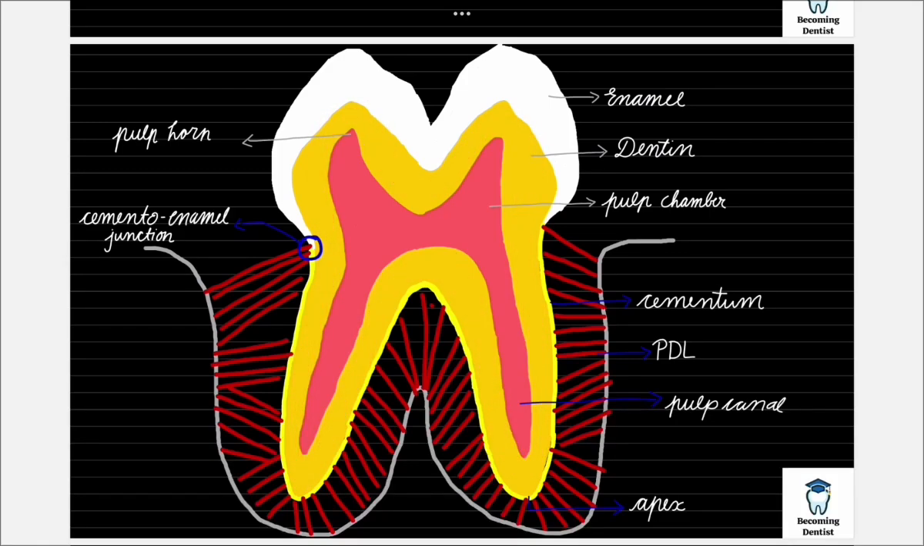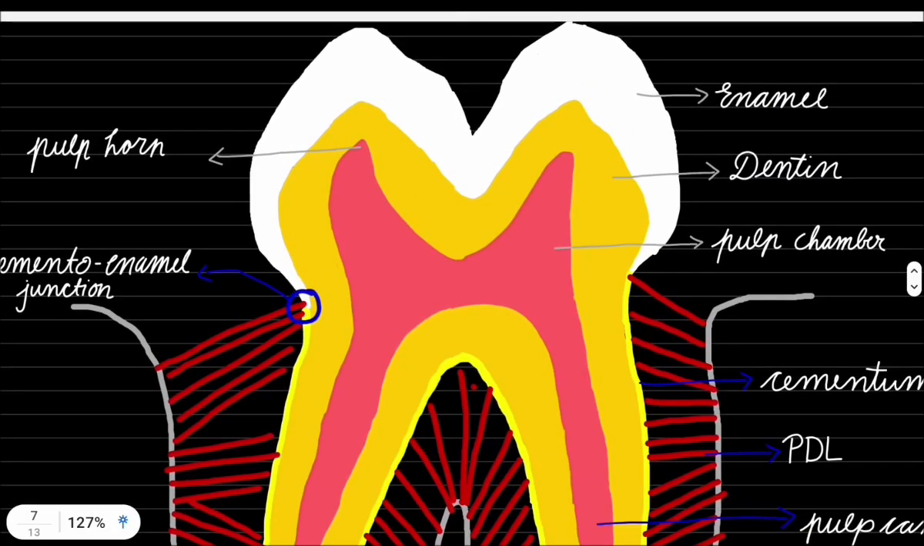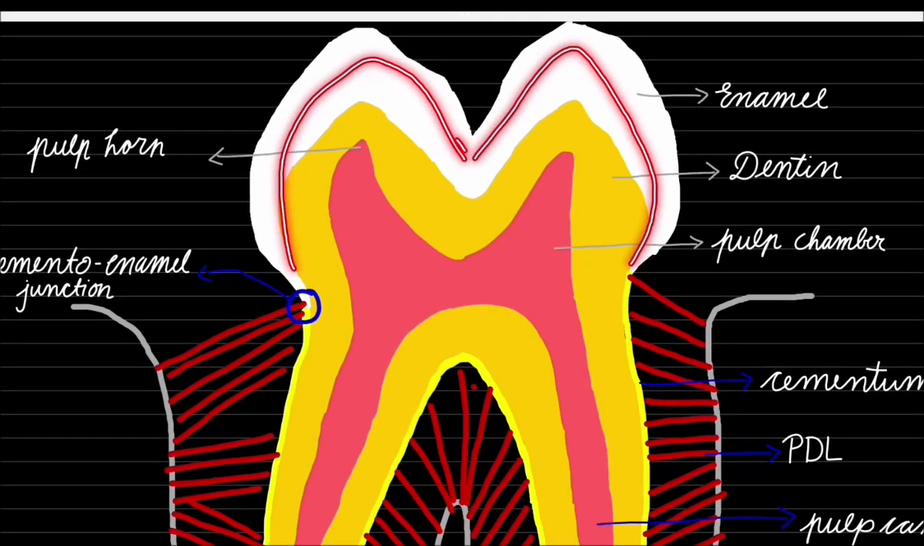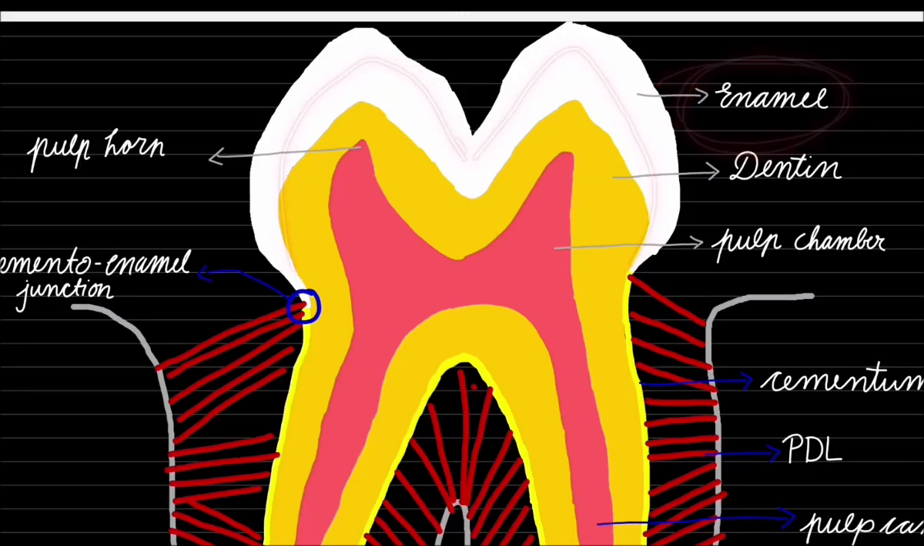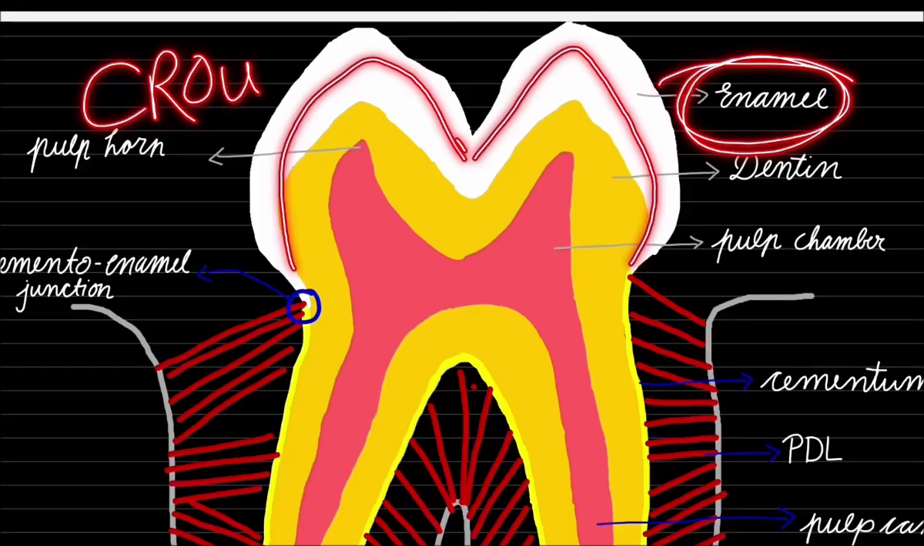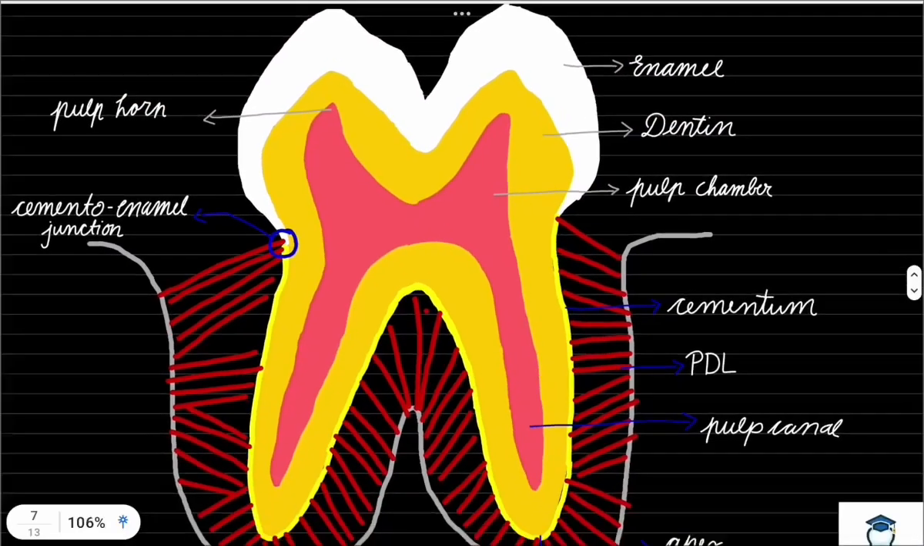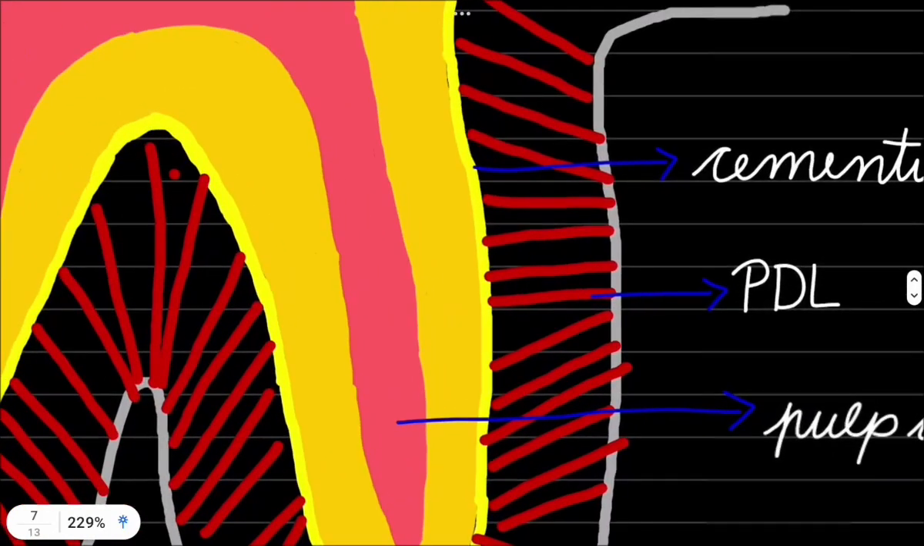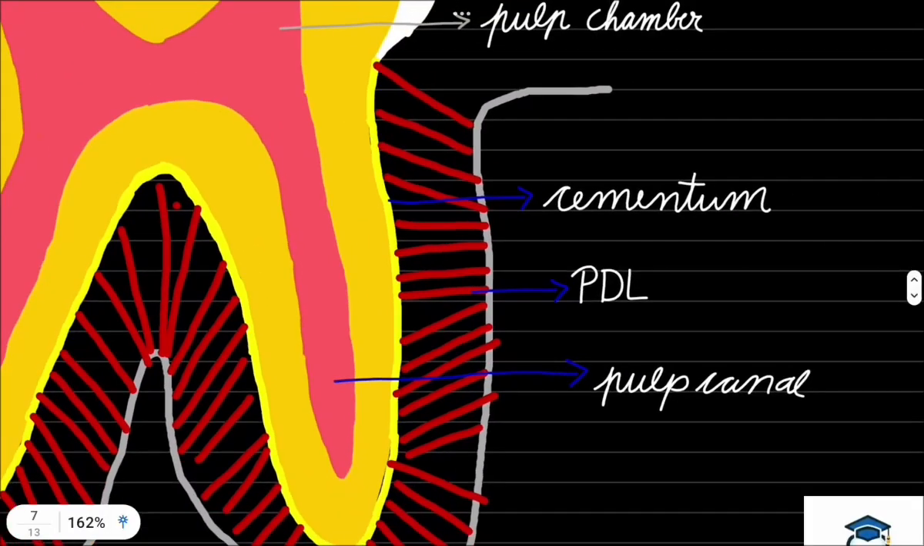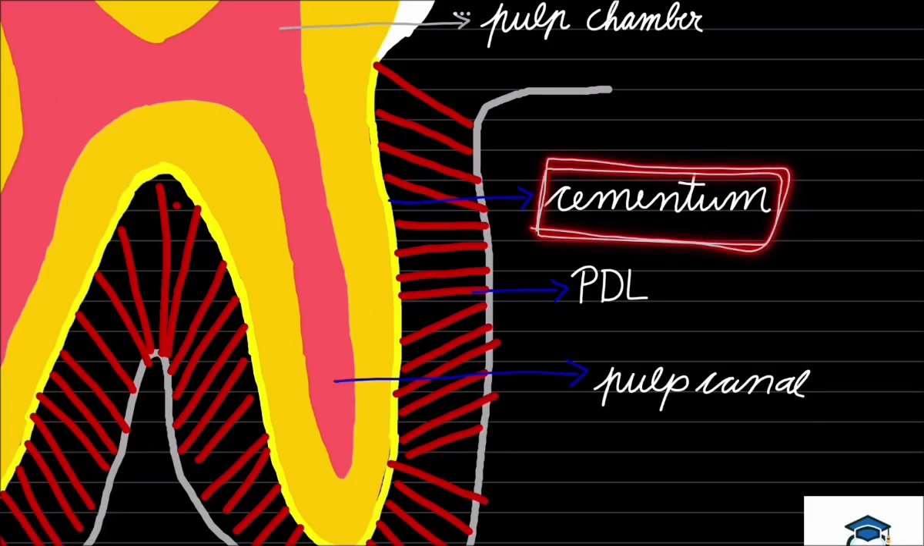Now outside the dentine, as you can see in the crown, there is the white structure. Here this white structure is called the enamel. Now enamel covers only the crown. The entire anatomical crown is covered by the enamel. And the root, as you can see this light yellow structure outside of the dentine, it is called the cementum, which covers the entire root outside of the dentine.